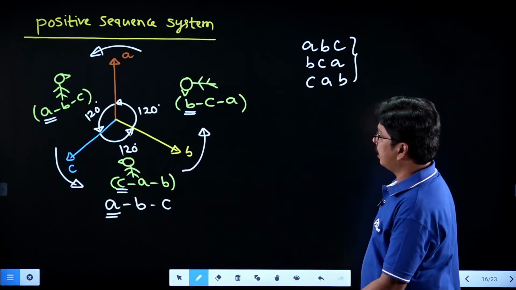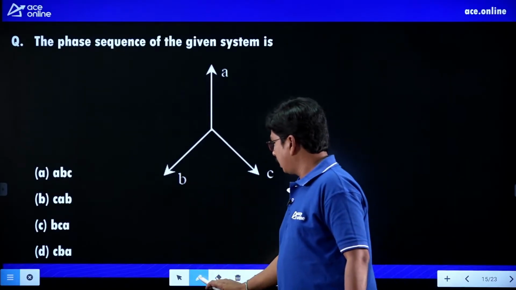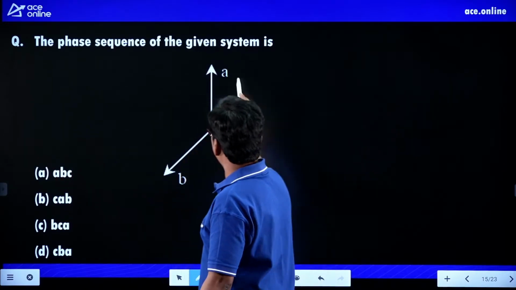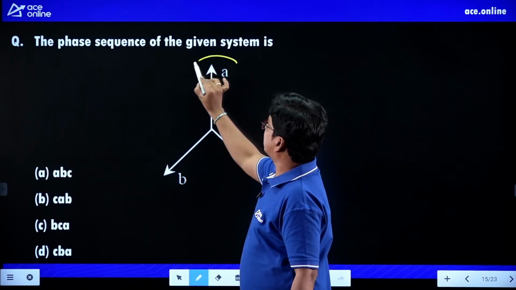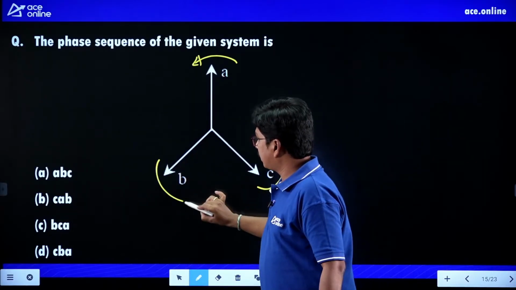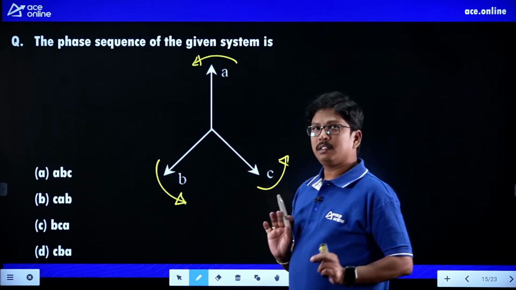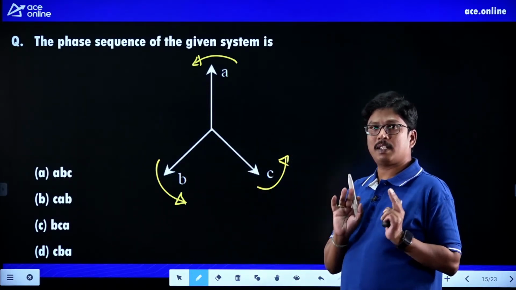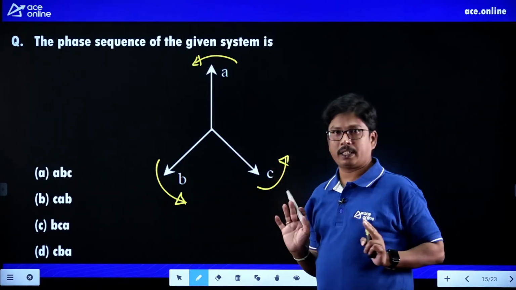Now we'll see the question here. What is the question they have given? The question they have given is ABC. Just check here. What are the vectors? It is rotating in this direction, it is also rotating in this direction, and this one too. Every time the vectors are rotating in the anti-clockwise direction only.